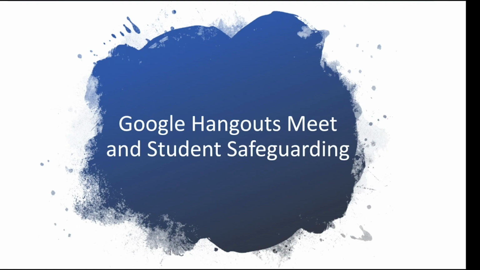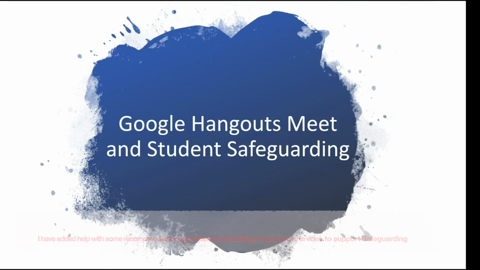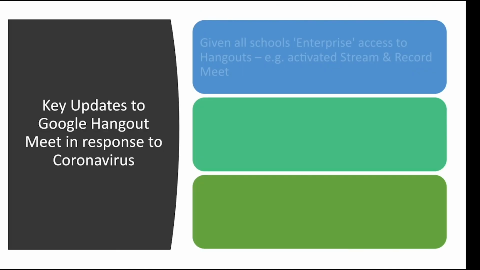I'm an educational consultant for RM Education, and I just wanted to make this short video looking specifically at Google Hangouts and student safeguarding. Now, over the last few weeks since the outbreak of the coronavirus crisis, Google have made some important changes to the way Google Hangouts works for schools, and I just wanted to run through those quickly with you now. The first of these is that Google gave all schools the enterprise version of Google Meet, which basically enabled meetings to be recorded and also for the teachers to use something called Stream, which is a one-way broadcast of a Google Hangout, not collaborative or interactive.